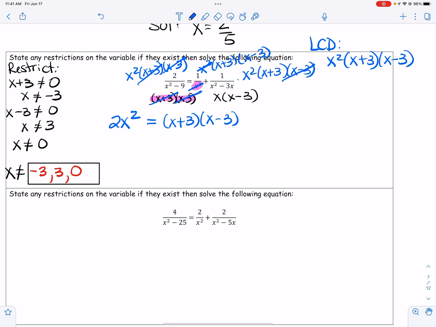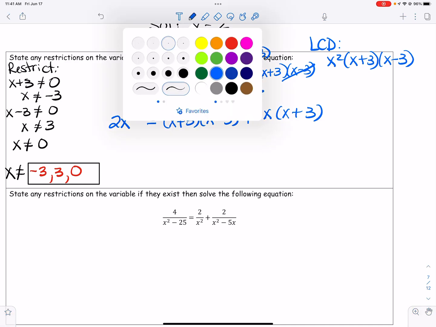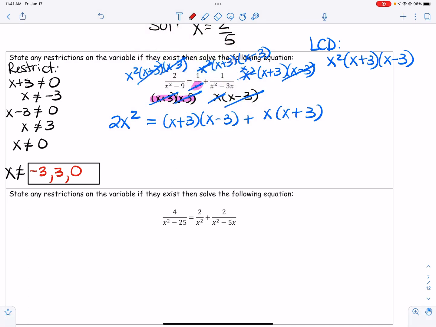And then I'm going to write x squared, x plus 3, x minus 3. And x minus 3 is going to cancel, and one of those x's is going to cancel. And I'm left with x times x plus 3. So now when I FOIL this out, I get x squared minus 9. When I distribute, I get x squared plus 3x, and that equals 2x squared.